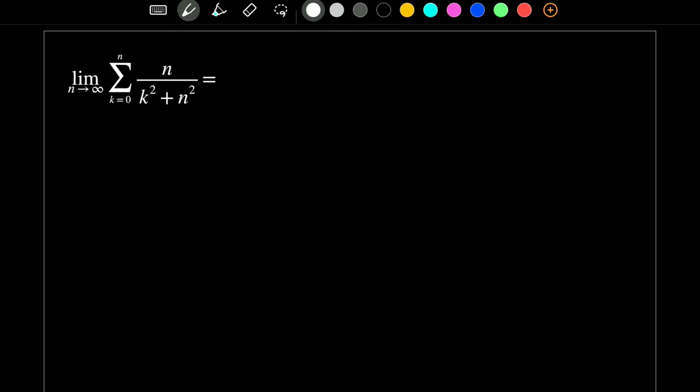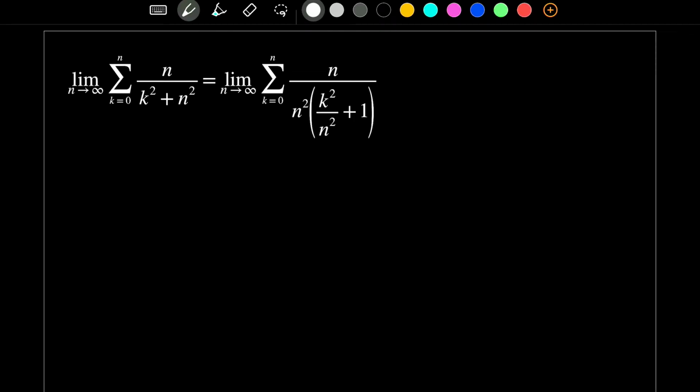So we're going to get the limit as n goes to infinity of the sum from k equals 0 up to n of n over n squared times 1 over k squared divided by n squared plus 1. And so all we've done there is we've just taken this n squared out. So we can redistribute that to get the same sum again. But let's see why we've done that.